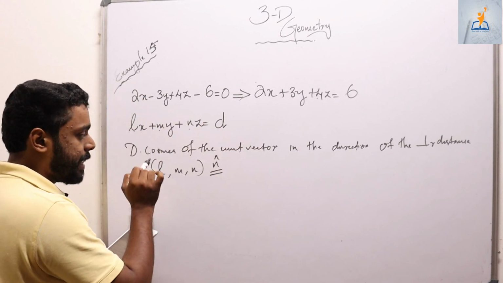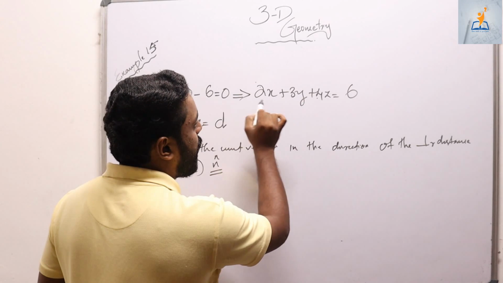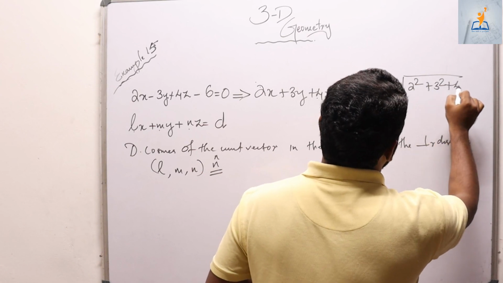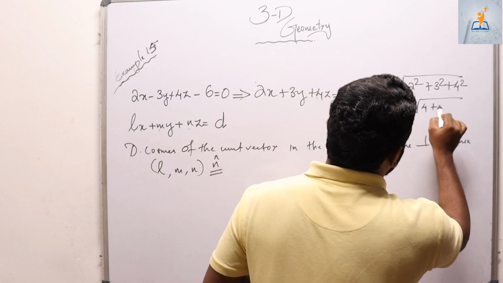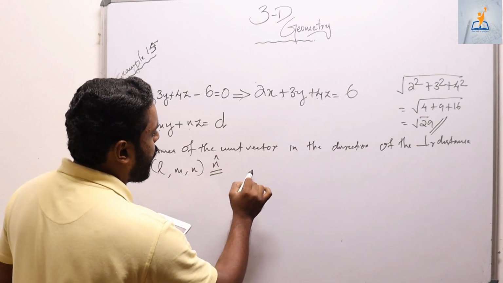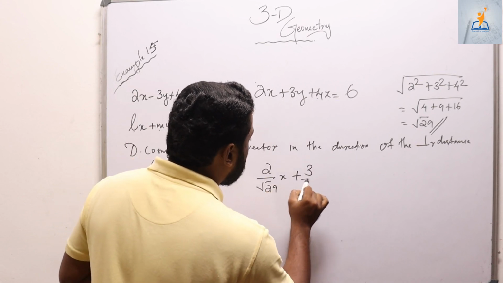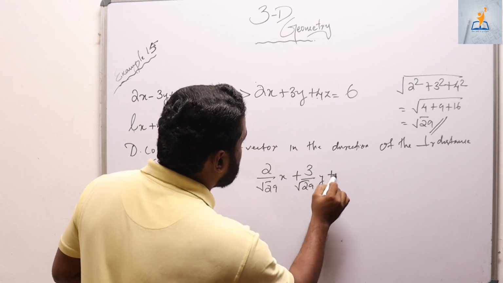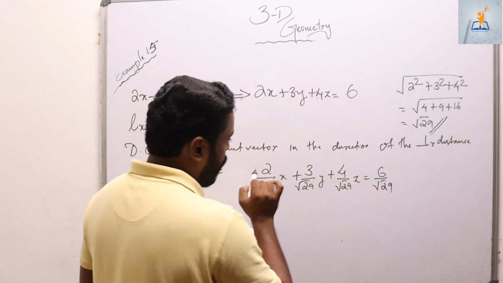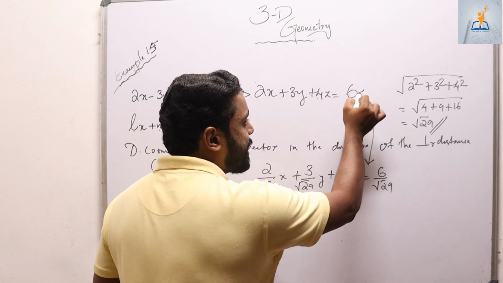So in order to make them the direction cosines of the unit vector, we have to divide each of the terms by the entire magnitude, that is root of 2 square plus 3 square plus 4 square equal to root of 4 plus 9 plus 16 equal to root 29. So the equation should be changed into the standard form as 2 by root 29 x plus 3 by root 29 y plus 4 by root 29 z equal to 6 by root 29. See, we have divided both sides of the equation by root 29. So this equation and this equation are exactly the same.